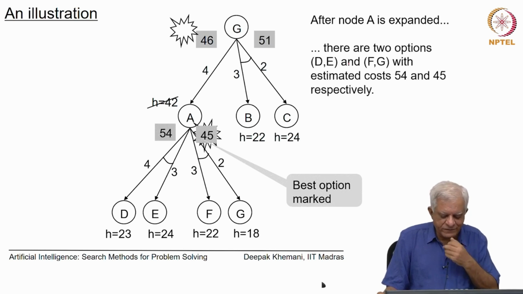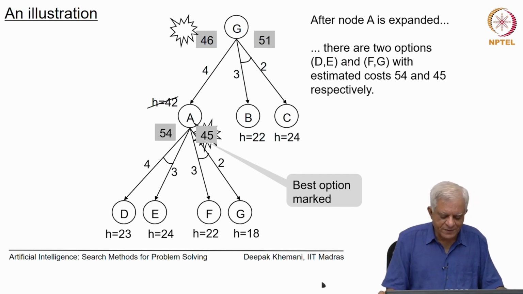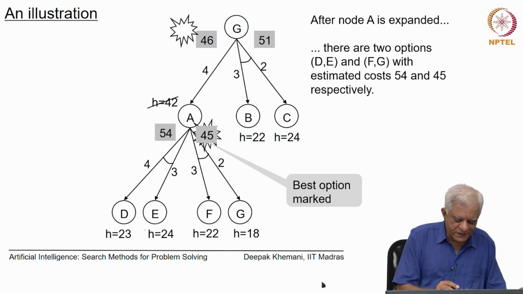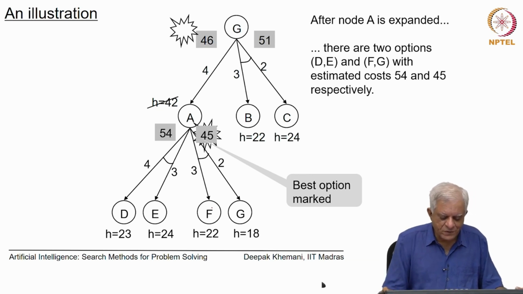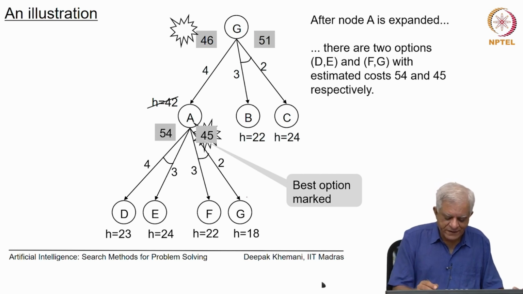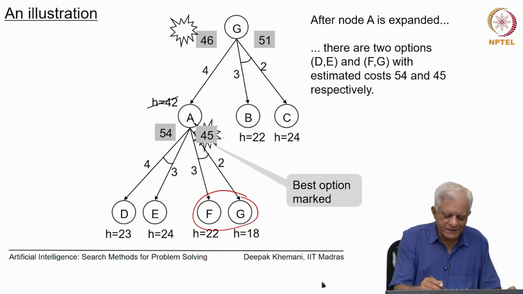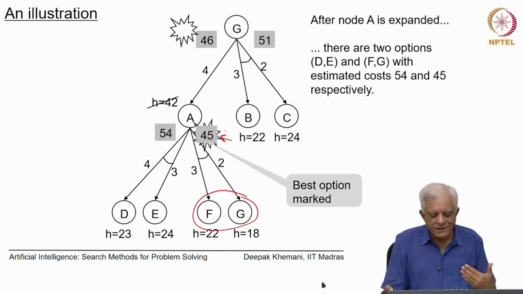So, in this example, we have 4 nodes: D, E, they form an AND arc, and F, G, they also form an AND arc. So, there are 2 hyper edges coming out of this, and the heuristic values are as shown here. D is 23, E is 24, F is 22, G is 18, and the edge costs are 4, 3, 3, 2. The backed up costs, which are the best options, say that F, G is the better of the 2 choices, and it is marked by a marker which says that next time you come in the next forward cycle, from A you must refine it towards F and G.